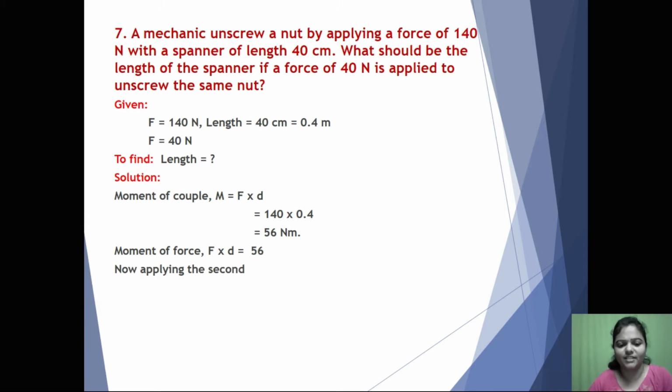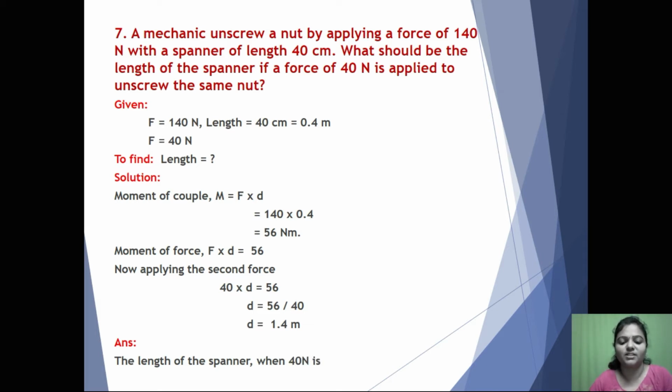Now we will take the second case. In the second case, the force is given as 40 Newton. So 40 into D is equal to 56, which is the moment of force. So D is given by 56 divided by 40. So D is equal to 1.4 meter. So this is the length of the spanner. So the final answer is the length of the spanner when 40 Newton is applied is given by 1.4 meter.